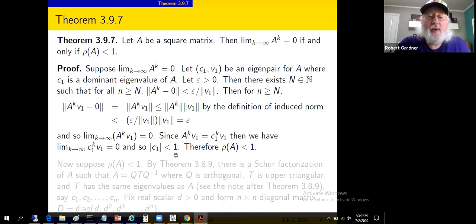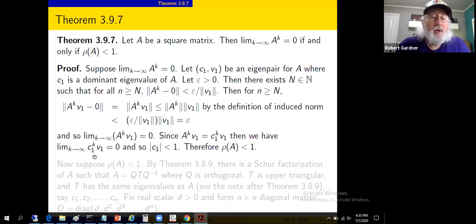So we can replace the A to the k v1 with c1 to the k v1 and get the limit as k approaches infinity of c1 to the k v1 equals 0. This is not a 0 vector. If you like, I could even bring that v1 vector outside of the limit. It's constant with respect to k. It was given up top somewhere.